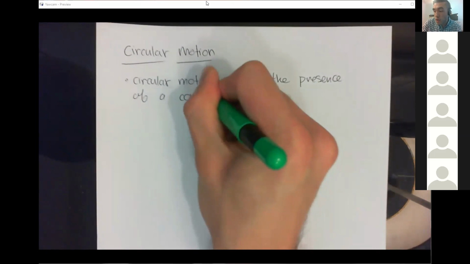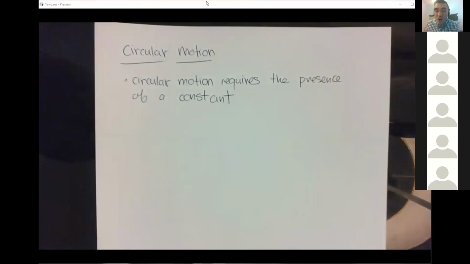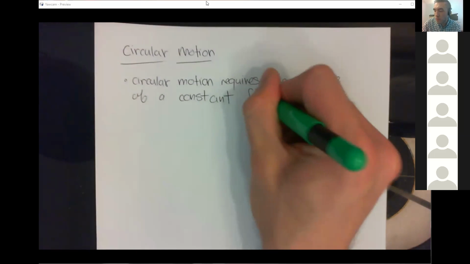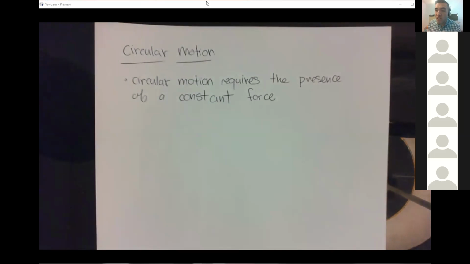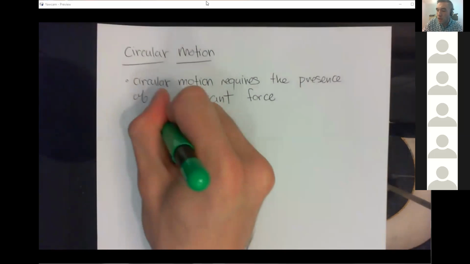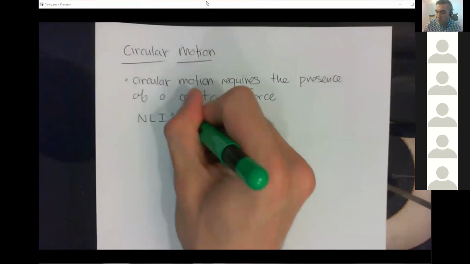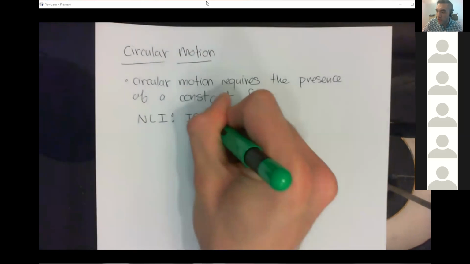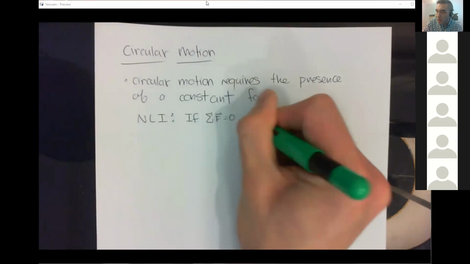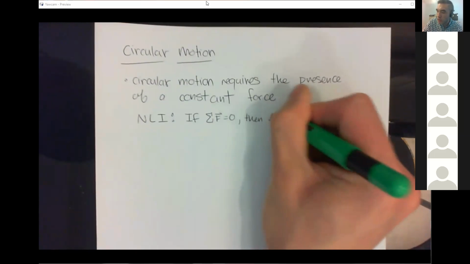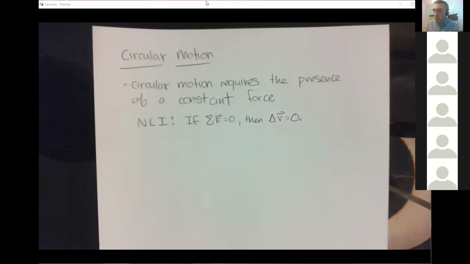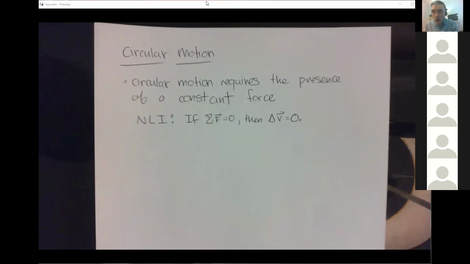And not just one force, not like you set it in motion and now you have the circular motion that you want. It actually requires the presence of a constant force. And this is due to the simple fact of Newton's first law, NL1. What does Newton's first law say? If the net force is 0, then the change in velocity is 0. If the sum of the forces is equal to 0, then the change in velocity is equal to 0. This is just the fancy math way of saying, if it's in motion, it'll stay in motion. If it's at rest, it'll stay at rest.